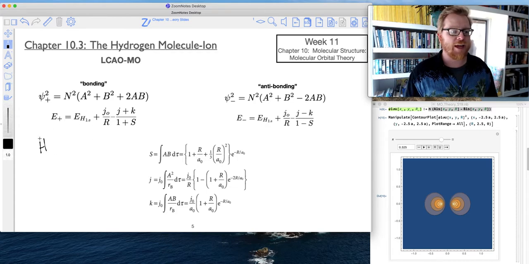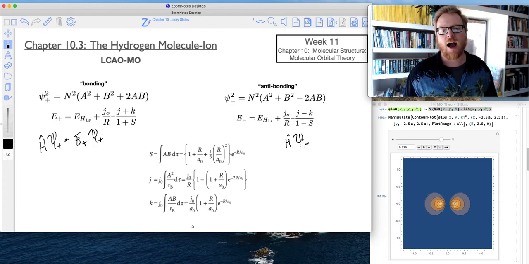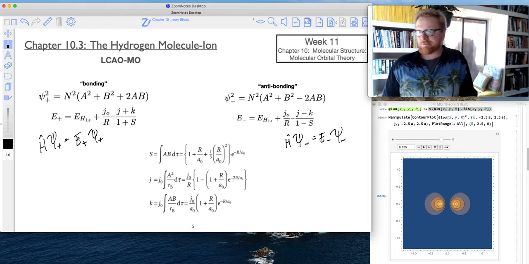If I were to take the Hamiltonian and operate on psi plus, then I'm going to get E plus, the energy of the bonding orbital, times the original wave function. And then, of course, if I operate on the psi minus wave function, I'm going to get the E minus energy solution and, of course, the original wave function, right?